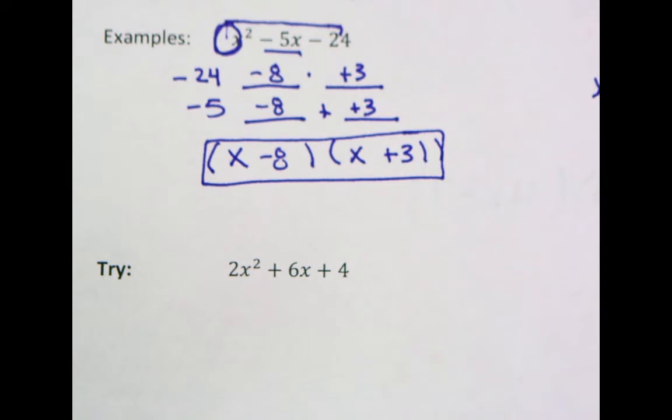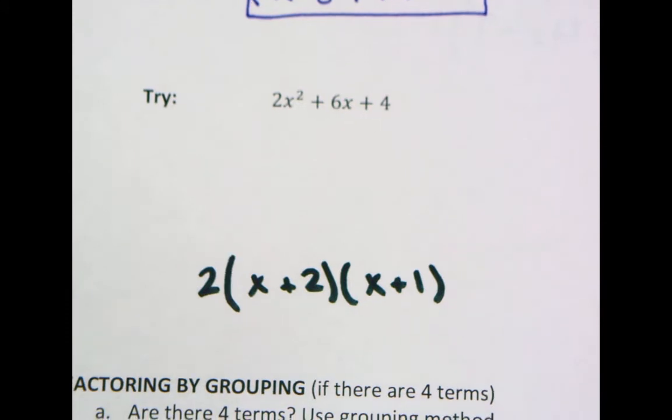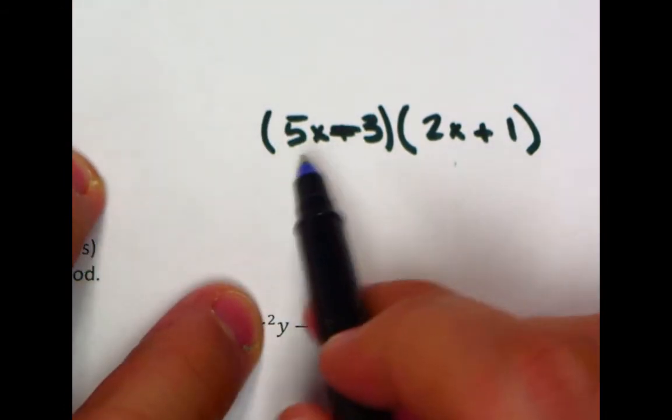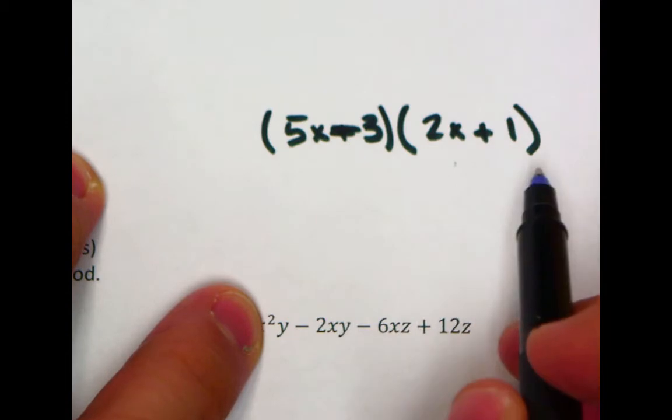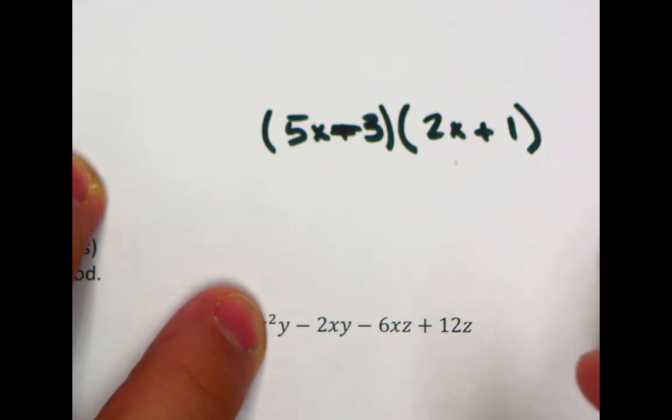Okay, here are your answers. The answer to the first try problem is 2, x plus 2, and x plus 1, because you factored out 2. The second problem is 5x minus 3 and 2x plus 1. If you have questions, please don't hesitate to ask me how I got these particular answers.